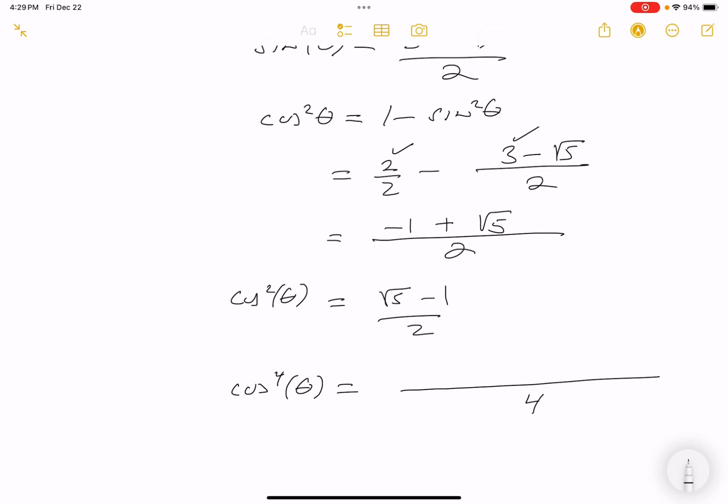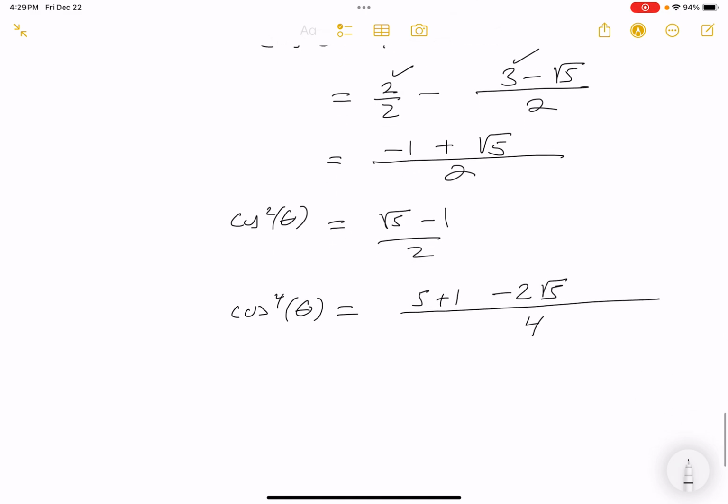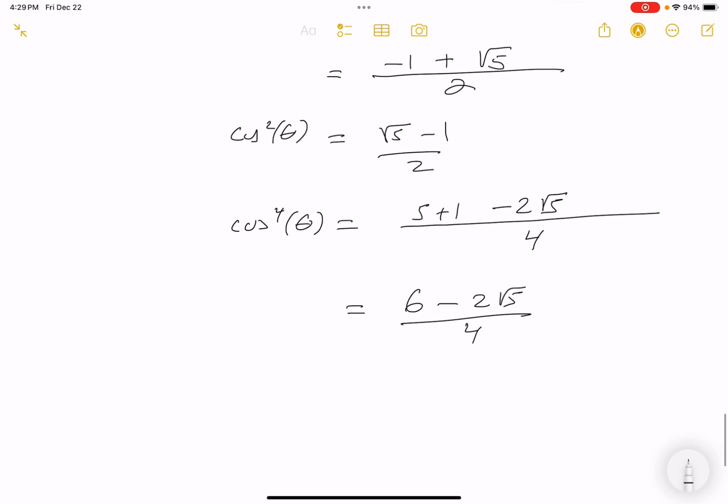That's going to be 4 on the bottom. When you square the top, you get 5 plus 1 minus 2 root 5. What does that give you? 6 minus 2 root 5 over 4. And what do you get there? You get 2, I'm sorry, not 2. You get 3 minus root 5 over 2.